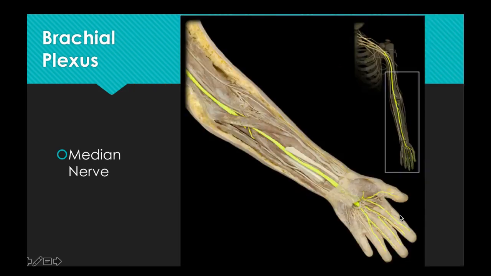The median nerve does not do anything within the arm portion, but as it heads down into the forearm, it courses deep to your flexor digitorum superficialis muscle, courses deep to your carpal tunnel, and extends into the hand to give supply to some of our hand muscles and also cutaneous supply.